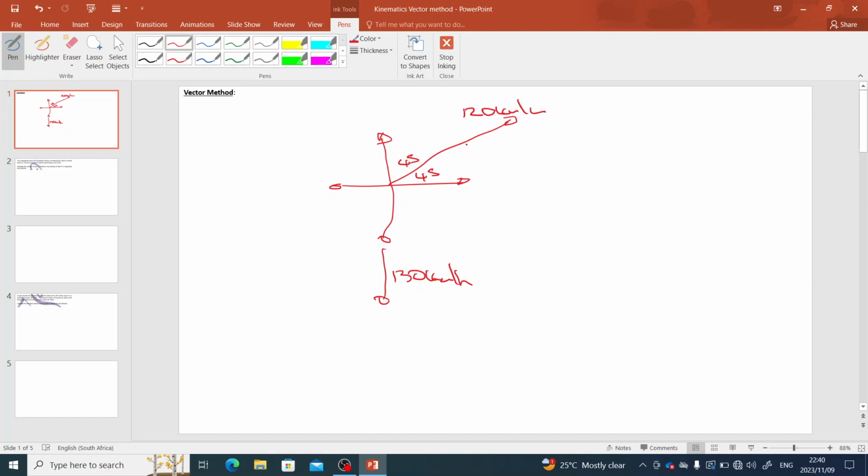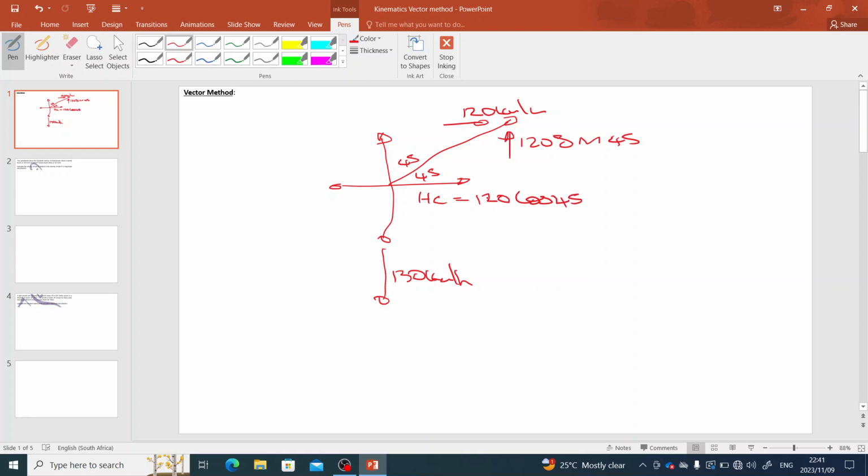Now we have to resolve this force to be either vertical or horizontal, because the method that we are using has to do with vertical components and horizontal components. If we resolve it, this force is opposite over hypotenuse. That means the vertical force here will be 120 sine 45. Then the horizontal one would be adjacent over hypotenuse. It means the horizontal component is taken from the cos. Then it will be 120 cos 45.